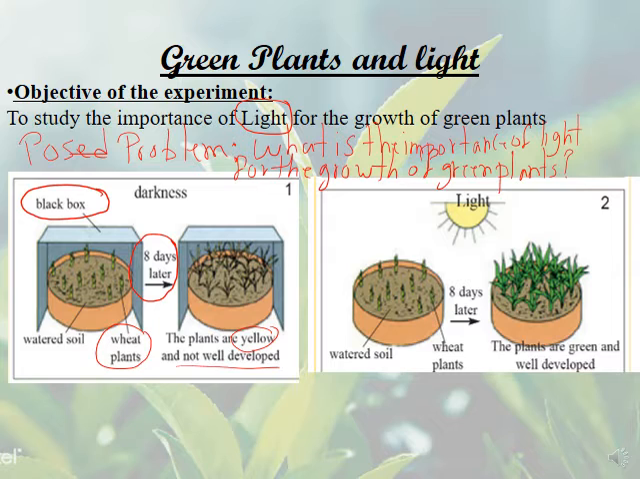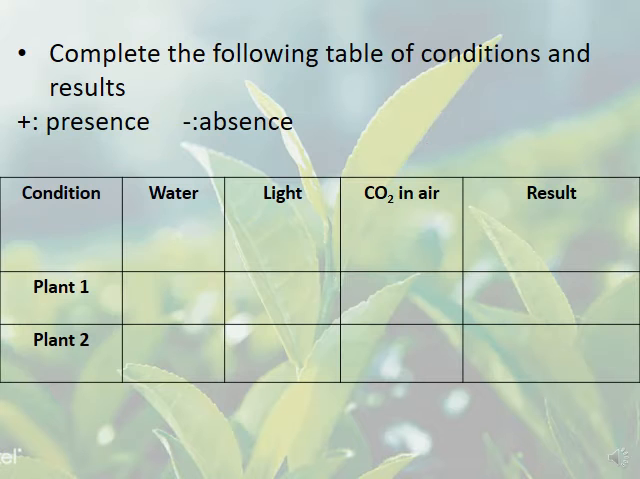However, in plant 2 here, we have normal condition, normal light, sunlight, and the plants, they are green and they are well developed. So the difference between these two, here we have light, while here we have darkness, so there is no light. So complete the following table of conditions.